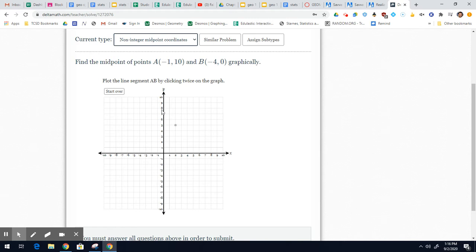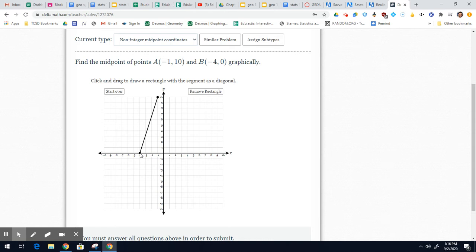All right, so it says plot the line segment AB by clicking twice on the graph. So where is -1, 10? It's 1 to the left and 10 up. Then B at -4, 0 is 4 to the left, and then 0 means you don't go up or down, so we stop there. There's my segment.